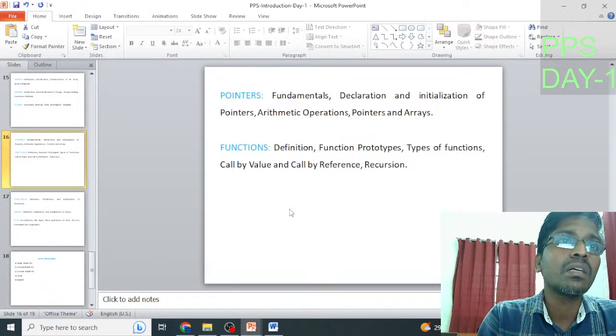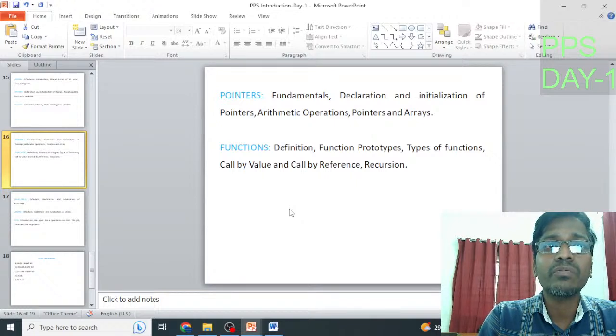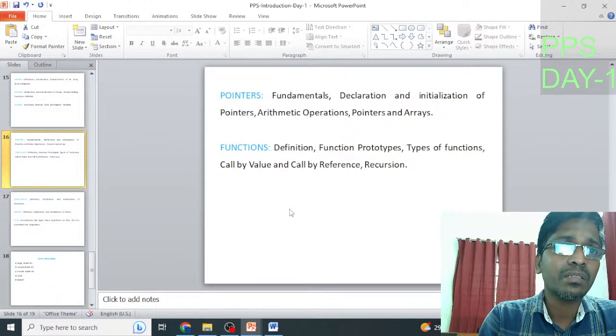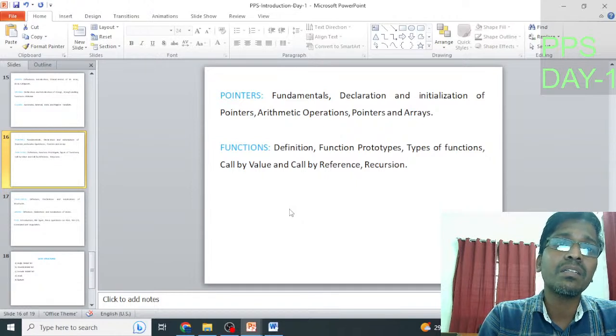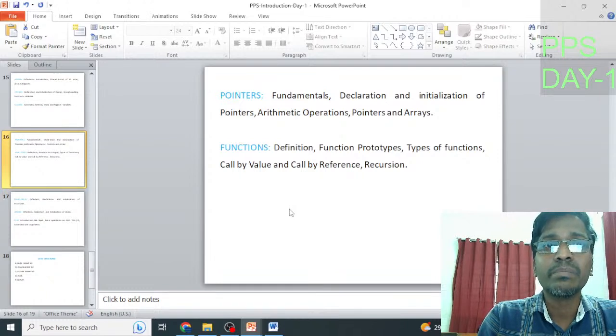And after that, I will cover in this entire 30 day program the functions concepts, like what is a function, what is a function prototype, and what are the different types of functions. And after that, I want to discuss call by value, what is call by value and what is call by reference, like the parameter passing mechanism. And after that, what is the difference between call by value and call by reference, followed by some programs.